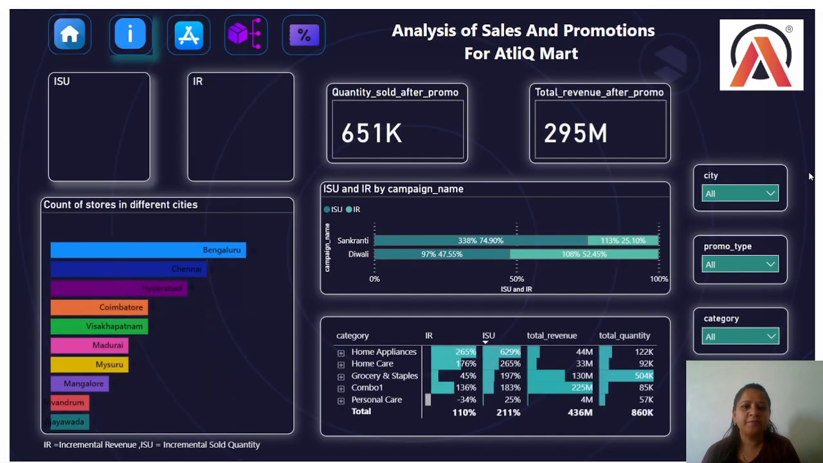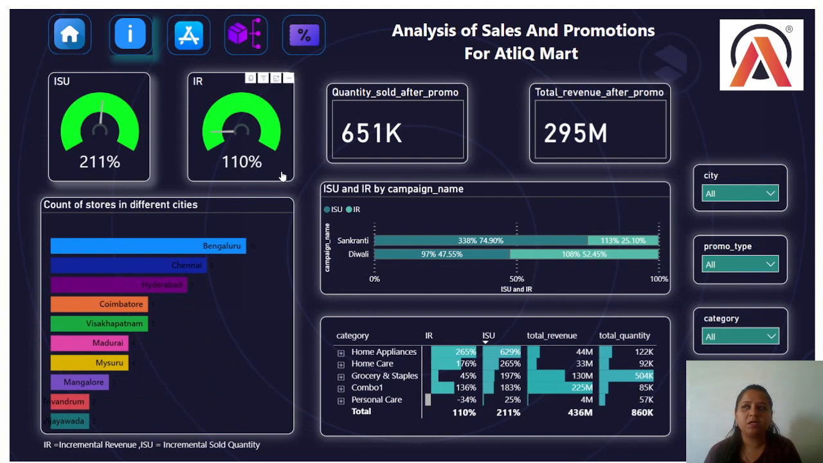Incremental revenue is nothing but the change in the revenue before promotion and after promotion. Also, I am finding incremental sold quantity, that is, before promotion what is the quantity and after promotion what is the quantity, and the difference between them. Here I am using these two cards, which give you the basic value for total revenue and quantity sold after promotion.